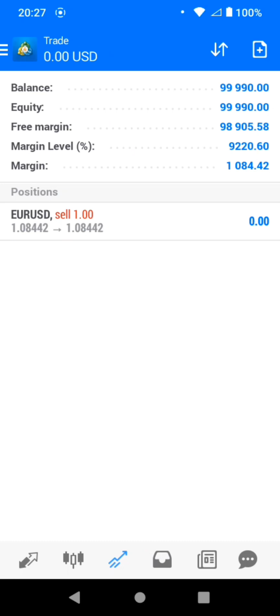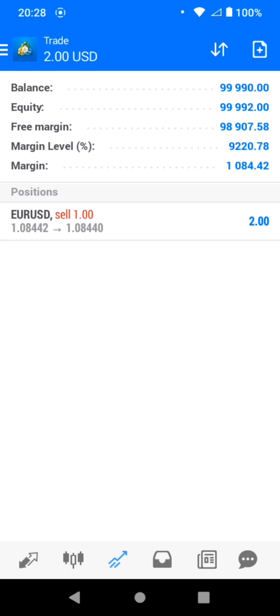Now I've opened another trade. This is now a sell. I'm predicting the price is going to go down. I'm in profit because my entry price is 1.08442 and now the price is 1.08441. So I predicted the price is going to go down, and I'm now making a profit of about $1 or $3. Now you see it's fluctuating.